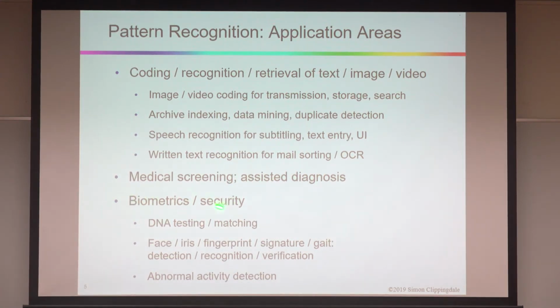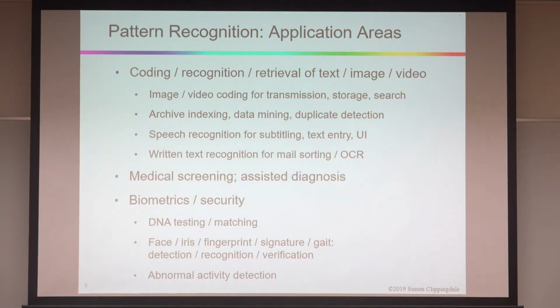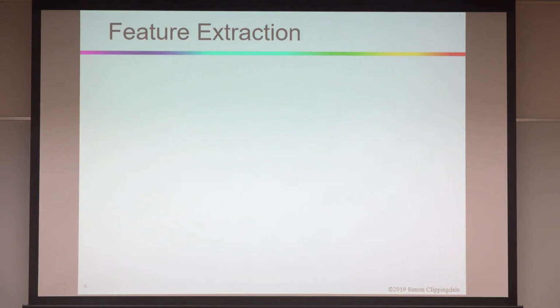Biometrics and security is the other big area. DNA testing and matching, face and iris and fingerprint and signature and gait and what have you. Detection and recognition and verification of all those things. Detection and recognition and verification are not quite the same thing. The applications are all slightly different, which I'll say something about later, and abnormal activity detection, like at the airport. Okay, so first main section of the course is feature extraction.